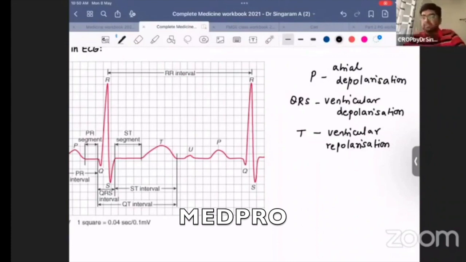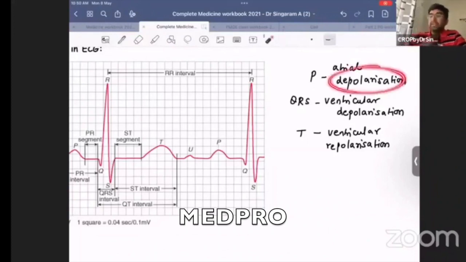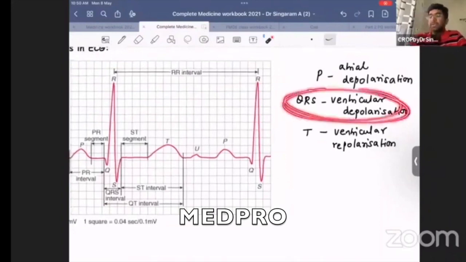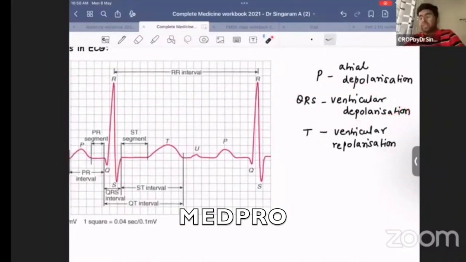Then where is the atrial repolarization? Any comments? I told you atrial depolarization, that is fine. Then where is atrial repolarization? Any idea? See, atrial repolarization also occurs, but that atrial repolarization occurs during the time of QRS. So what I'm trying to say, atrial repolarization will not produce any waves because it is overshadowed by ventricular depolarization or the QRS complex.